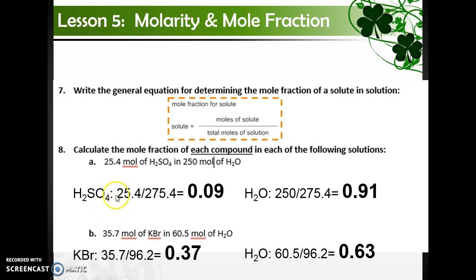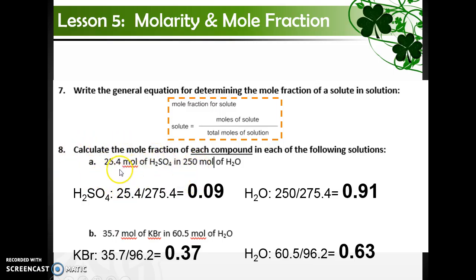And if you were doing these 2 practice problems right here, for this one you're actually doing the mole fraction for each compound in each of the following solutions. So for here you want to do the mole fraction of H2SO4 and the mole fraction of H2O. So you just take the number of moles of H2SO4, which is 25.4, divide that by the total moles of solution, which ends up being 275.4. That comes from adding the 25.4 plus the 250. That would be the total moles of solution.